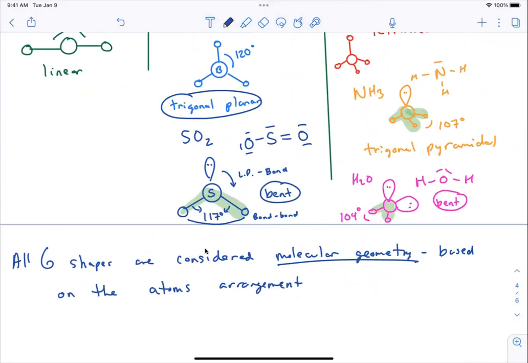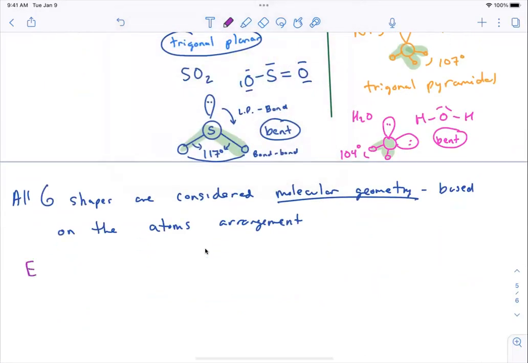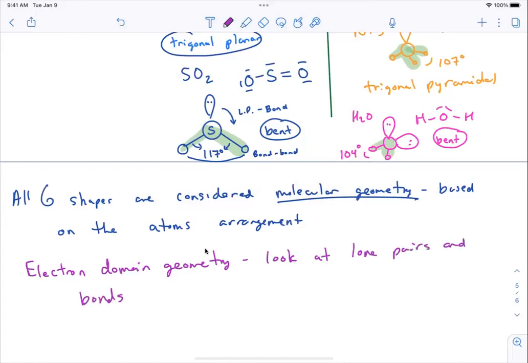The difference is in electron domain or electronic geometry, you look at lone pairs and bonds the same. So you highlight all of them. You highlight all the lone pairs and the bonds on the structure.